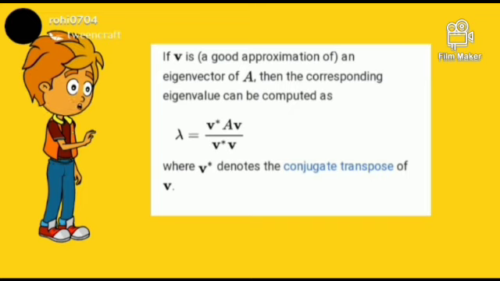And let's see some of the iterative methods to solve for eigenvalues and eigenvectors. One of them is this one. In this, if v is an eigenvector of A, then the corresponding eigenvalue can be computed as λ = v*Av / v*v, where v* denotes the conjugate transpose of v.